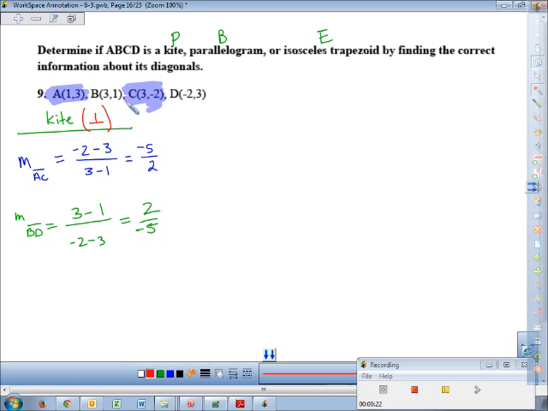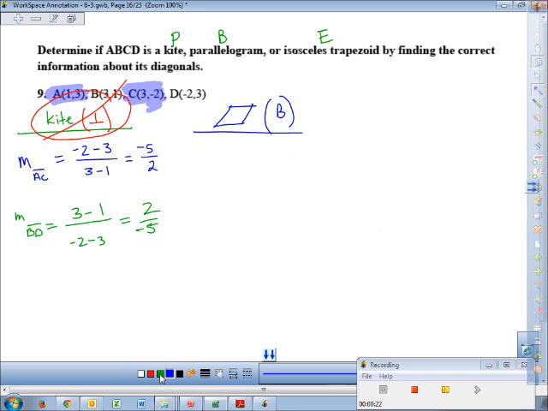So is it a kite? Yes or no? Nope, not a kite. I do this. Cross it out. Not a kite. What do you want to try next? Parallelogram. I'm not even going to write that word. I'm going to put that symbol. And then, what do? Bisect each other.